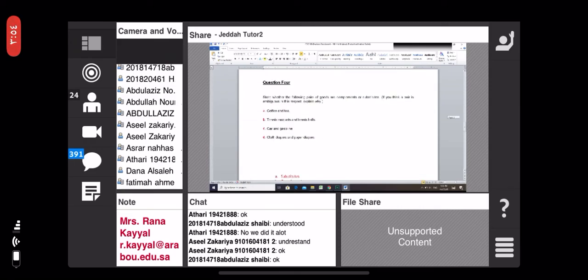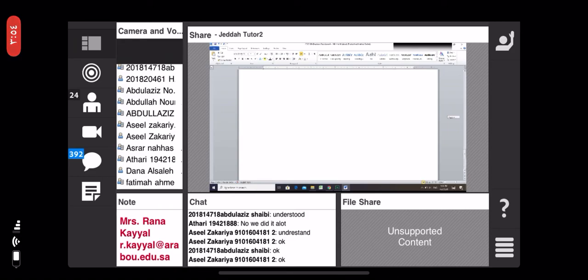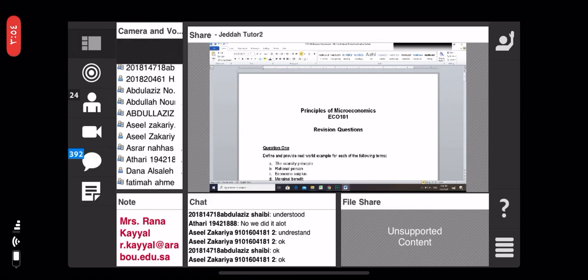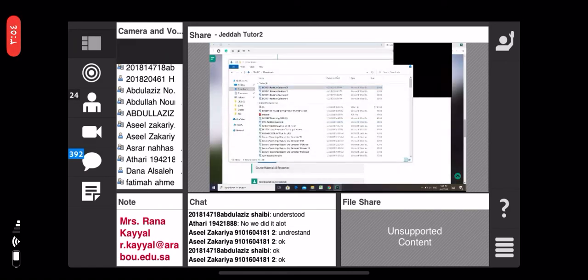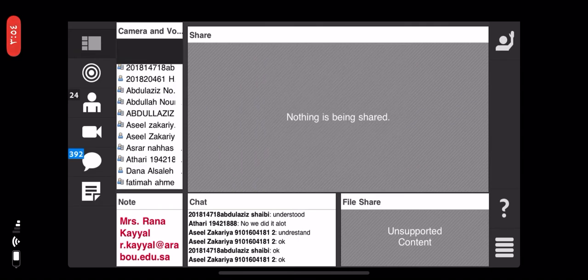Question four, come on, the same answer repeated. So we are done. Revision question four, it just repeated, so just ignore it. Do you have any questions?